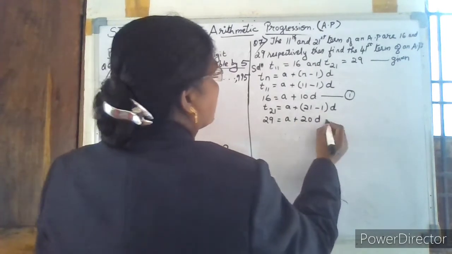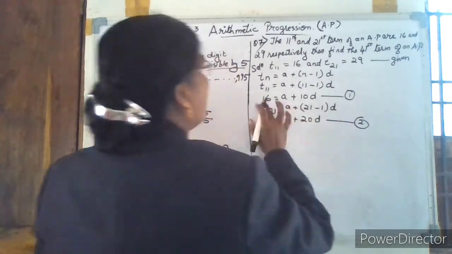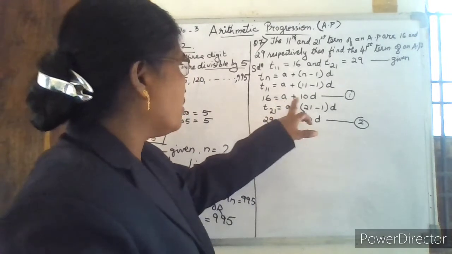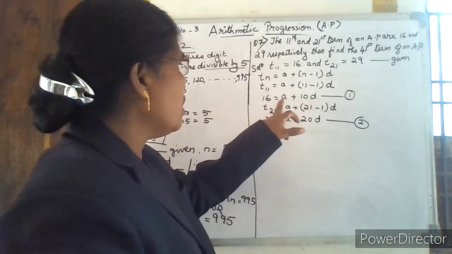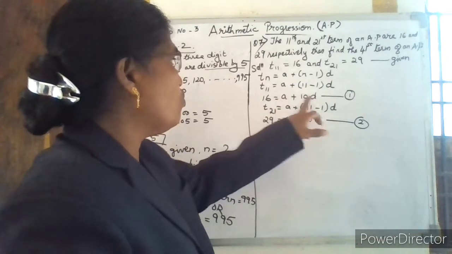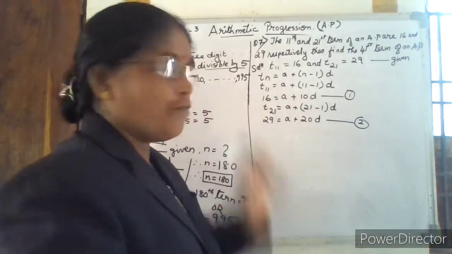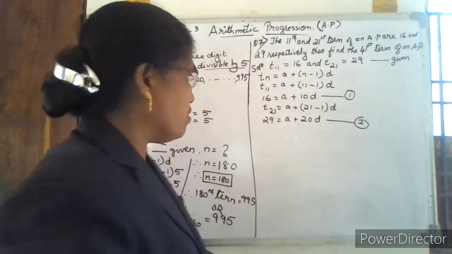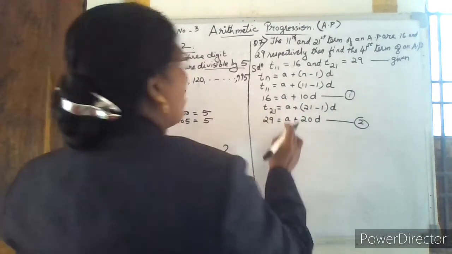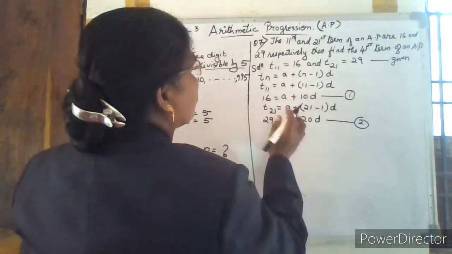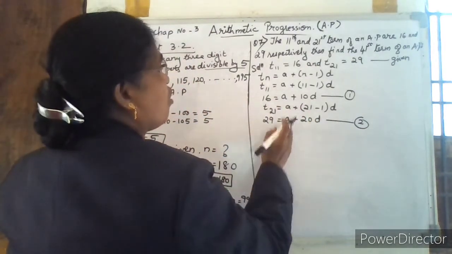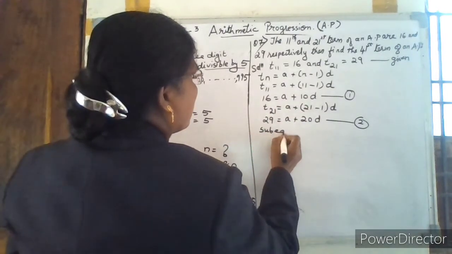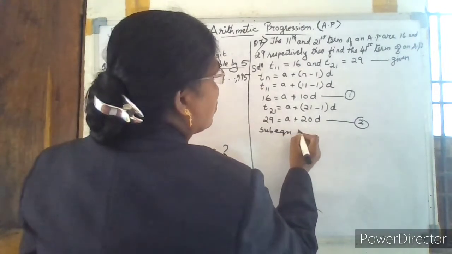Take it as equation 2. In equation 1 and equation 2, you see it is just like a linear equation in two variables. A and D are the variables here. They both are linear equations in two variables. Therefore, we have to subtract, and we will get the value of A or D. So, subtract equation 2 from 1.